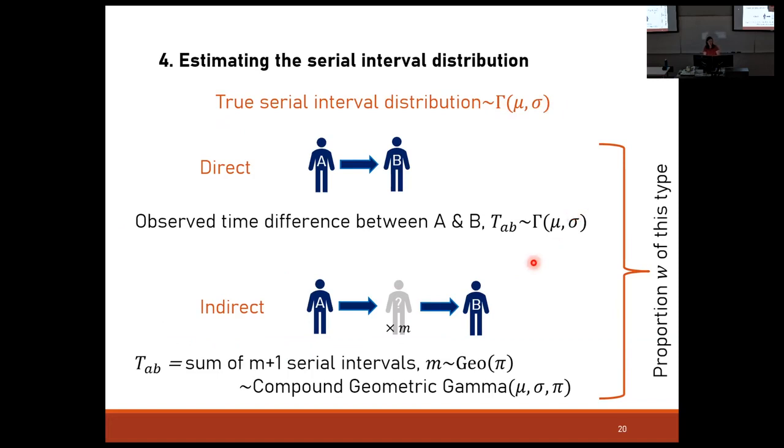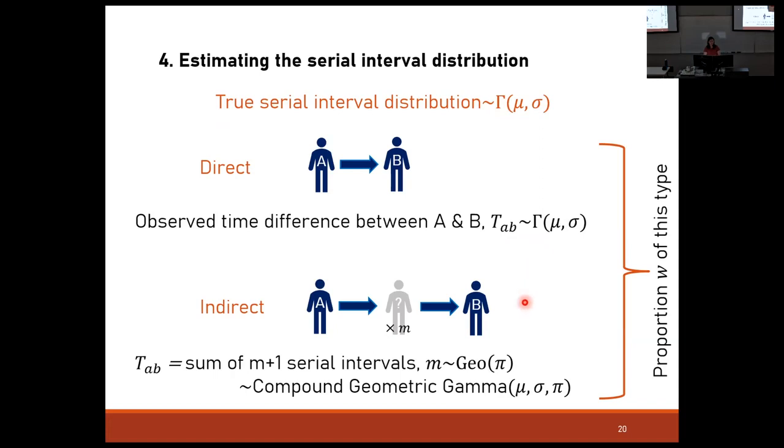And so, as I say, if we have direct transmission between a pair A and B, then the observed interval, let's call it TAB, so the difference between A's symptom onset and B's symptom onset, is going to be a true serial interval, and therefore it's gamma mu sigma.